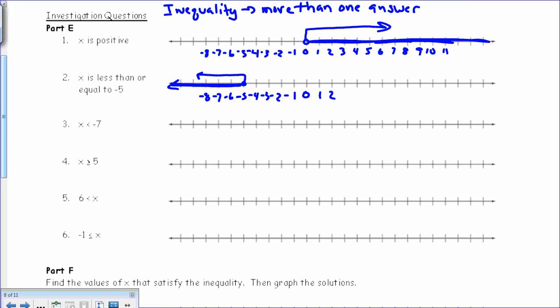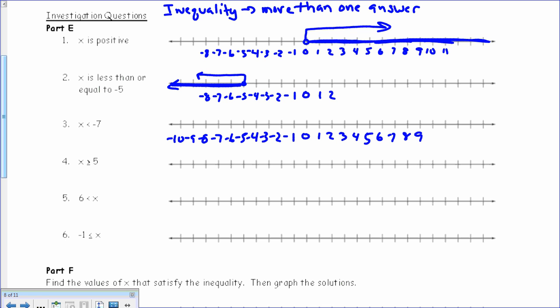What about for number 3? Who wants to take a shot at number 3? Let's draw. I always go at least 1 or 2 past the number because there's a lot of lines on here. So it says x is less than negative 7. So on my number line, where's negative 7? Lily?